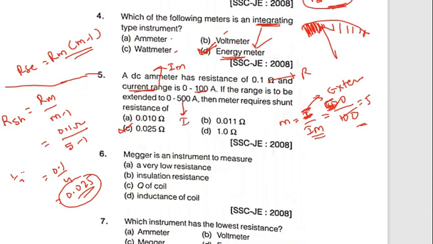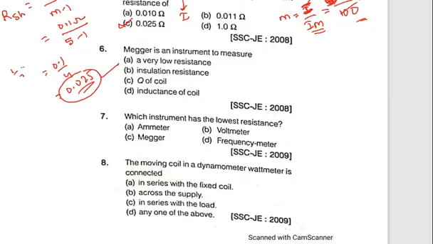Then the meter requires shunt resistance. The shunt resistance formula is Rm by M minus 1. Rm is nothing but the meter resistance, how much is given? 0.1 ohm. For the multiplication factor we just calculated, M equals I by Im, that is 500 by 100 equals 5. Therefore you got 5. Just substitute here, you will get the answer. 0.025 is the correct answer here.